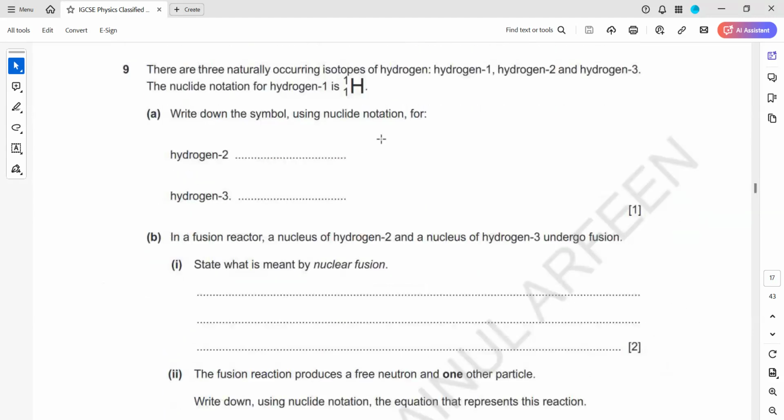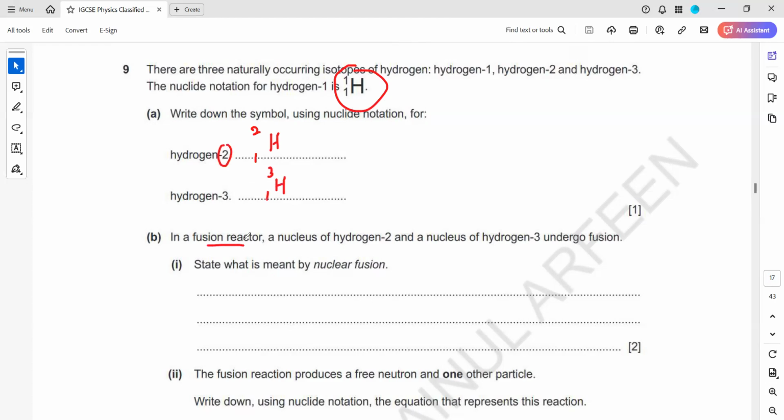Last question. There are three naturally occurring isotopes of hydrogen: hydrogen 1, hydrogen 2, and hydrogen 3. The nuclide notation for hydrogen is shown. Write down the symbol. This is hydrogen 1. This will be 3 2 1, yes exactly. 3 1 3 1.